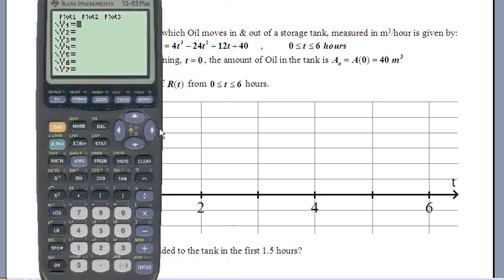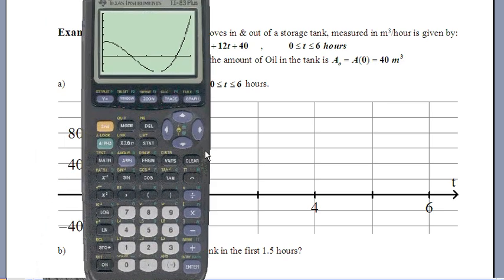What have we got? 4t cubed. Well, I'll go 4x cubed. And then minus 24, I'll go x squared, and plus 12x plus 40. Okay. Oh, interesting. So we've got a positive rate for a little while. Looks like for the first 2 seconds.